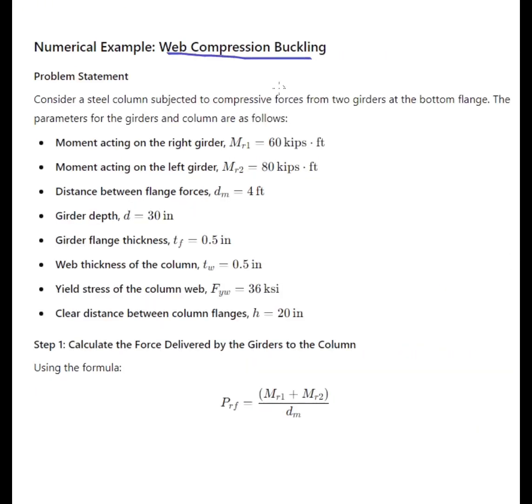Here we can see one numerical example. Consider a column subject to compressive forces from the two girders at the bottom flanges, and the parameters for the girders and column are given below. MR1, the moment acting at the right hand girder, the moment acting at the right flange, distance between the flanges, girder depth, girder flange thickness, web thickness of the column, TW, yield stress of the web of the column, and clear distance between the column flanges. That is also given. All these are the inputs that are given.